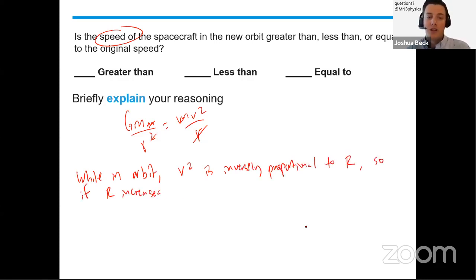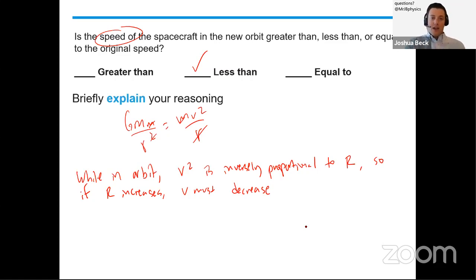So this is my relationship for orbital speed. V squared equals GM over r. So while in orbit, V squared is inversely proportional to r. So if r increases, then V must decrease. So it'll be less.